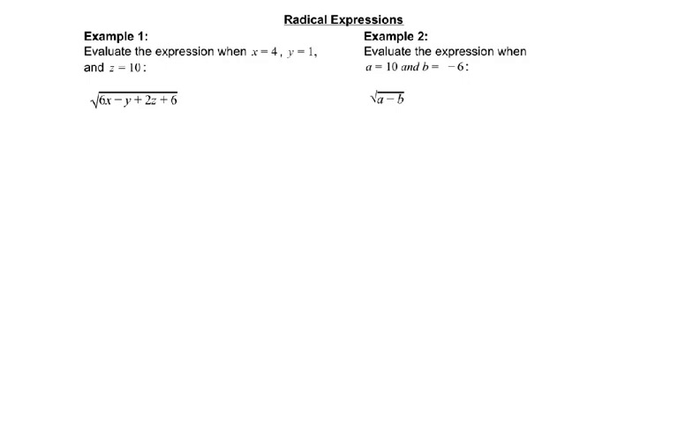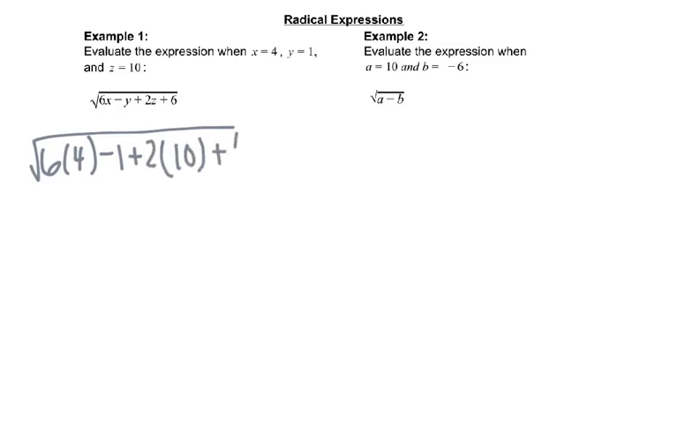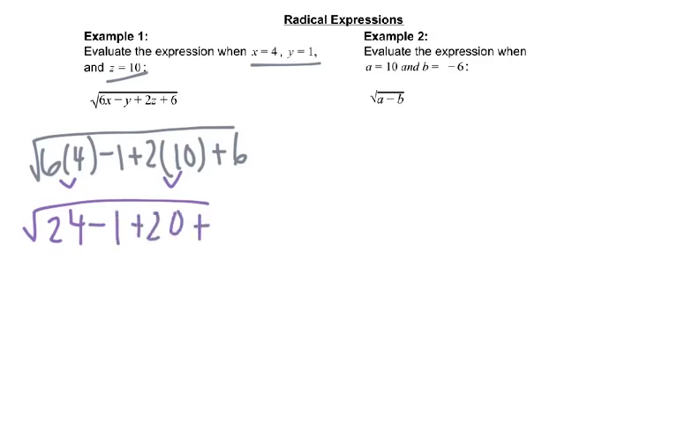Okay, radical expressions. Radical expressions contain square roots. So example 1, we're going to plug in these values. So I'm going to have square root 6 times 4 minus 1 plus 2. Use those parentheses, plus 6. So all I did was plug in these values, where they go, what we've been doing. Now order of operations, I'm going to do the multiplication all in one step. 6 times 4 is 24, minus 1 plus 2 times 10 is 20, plus 6.